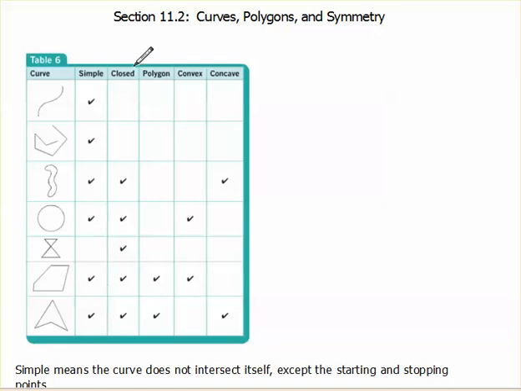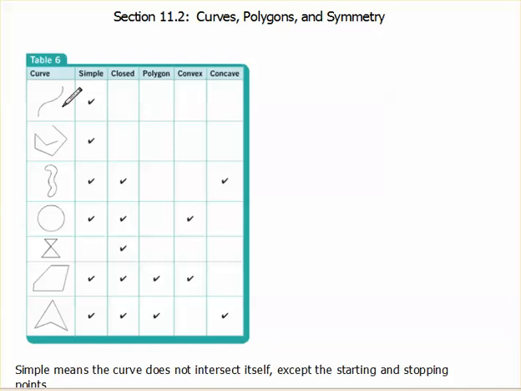Now we also talk about them being closed. And closed means that the curve can be drawn starting and stopping at the same point. So you'll notice that all of these here at the bottom are closed because no matter where I start, say I start right here, then I draw this figure and I stop at the same point that I started at. But that can't happen with these two figures here at the top. I don't stop where I started, so those two are not closed.